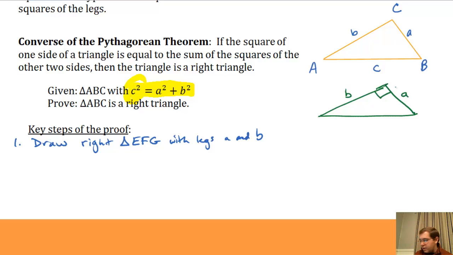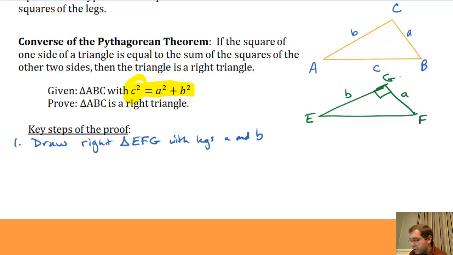This time I have a right triangle, and I've made it so that the legs are the same as the sides of my original triangle. So I'm not just drawing a random right triangle. I've drawn one where two of the sides are exactly equal to two of the sides that are in the triangle I'm trying to say something about.